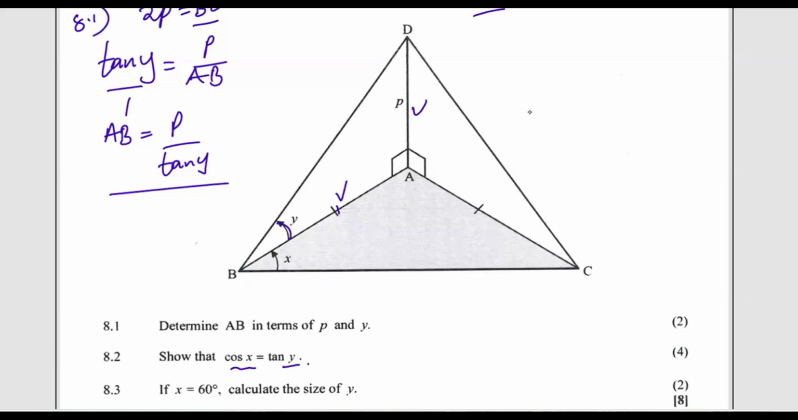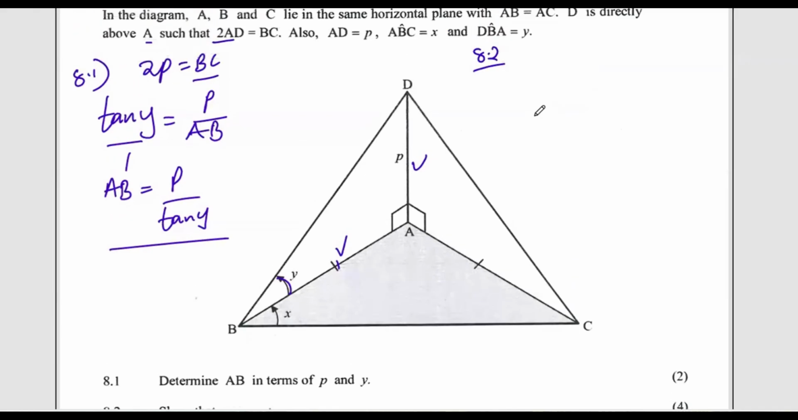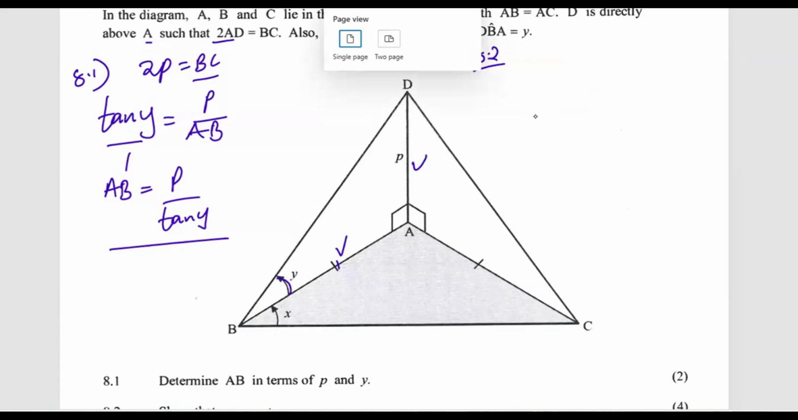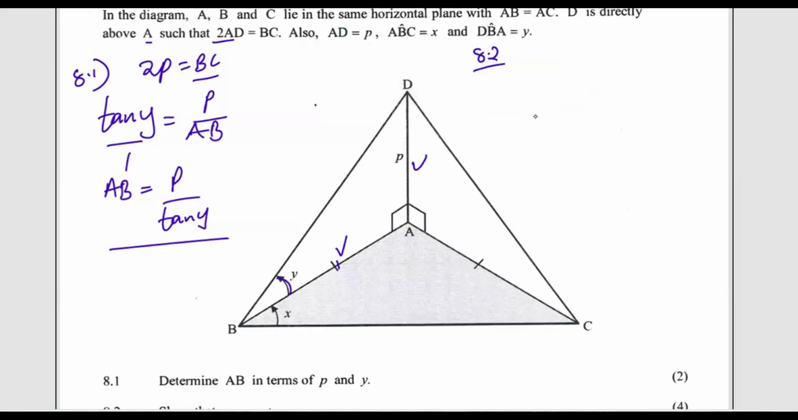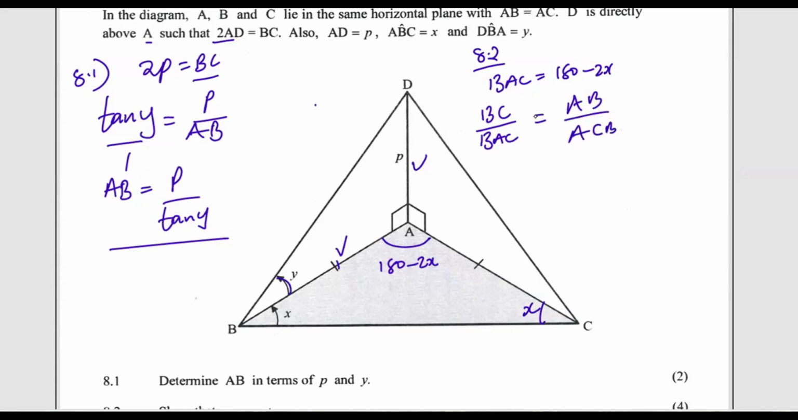Then 8.2, they're asking us to show that cos of X is equivalent to the tan of Y. Meaning that I'm going to use AB, okay? Because I know that this is X, this must also be X, meaning that this entire thing should be the same as 180 minus 2X. So we're going to say that BAC is 180 minus 2X, angles in a triangle, okay?